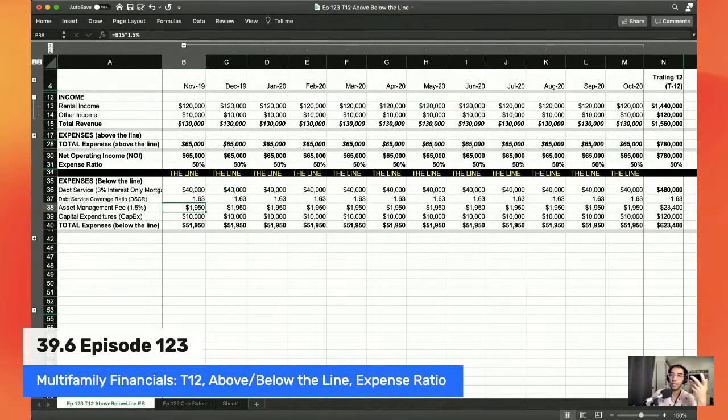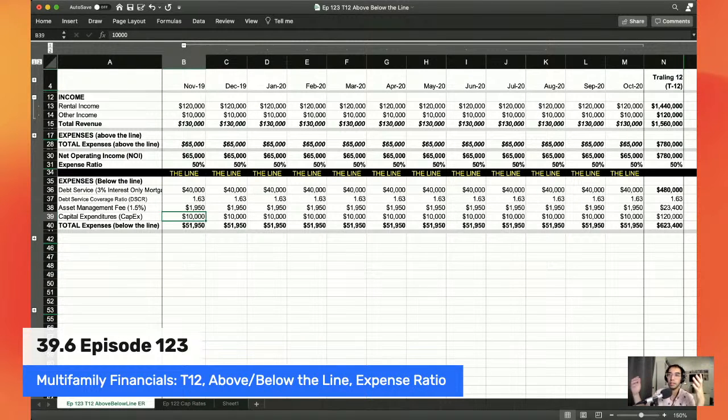If you own an asset directly, you're not necessarily going to pay for an asset manager. You might, but if you are investing in a syndication, there's compensation to the person who's managing the asset at the asset level, not within the property, but managing the deal. So that's an asset management fee. And then you have your capital expenditures. In this example, I have $10,000 per month going into CapEx. These are not expenses for repairs, but these are dollars that are being deployed to potentially improve the asset.